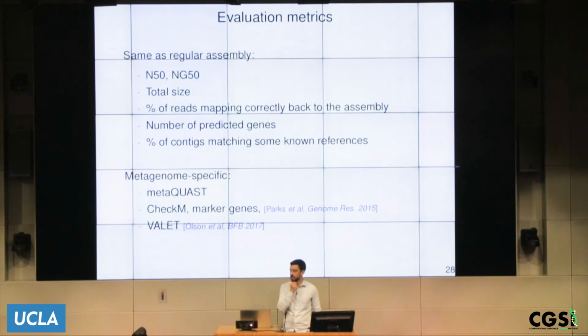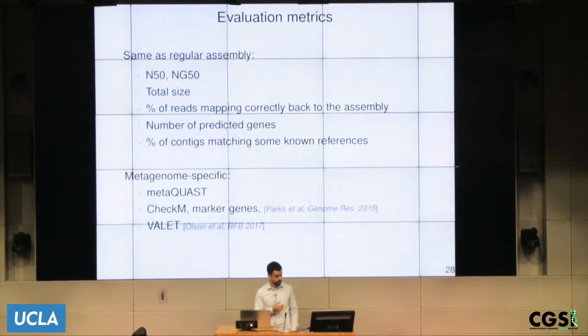To evaluate assembly quality, there's the usual genome assembly metrics, which I will not have time to define in too many details, but there's N50 and G50, total size of the assembly. You can map the reads back to the assembly to see a percentage of them which map correctly, predict the genes, and also try to match contigs to the known reference in databases.